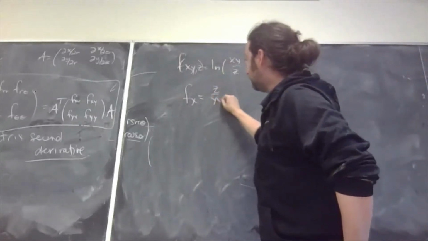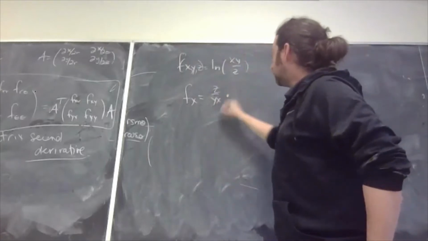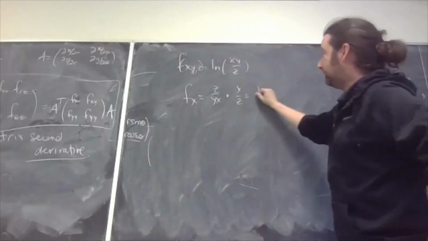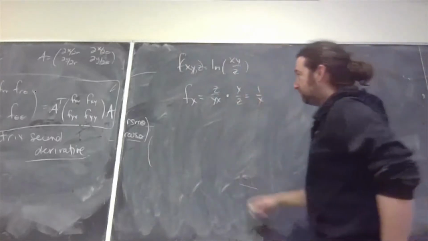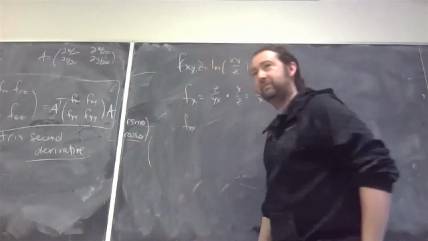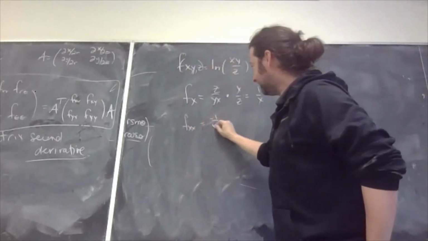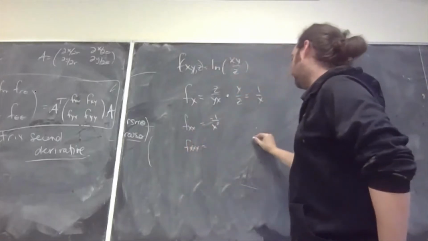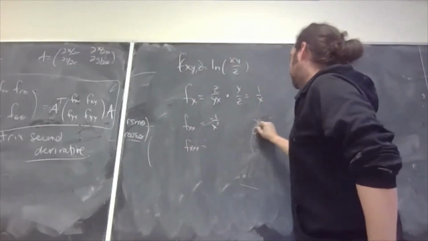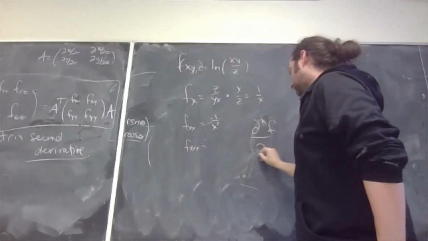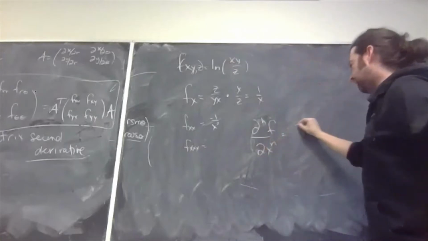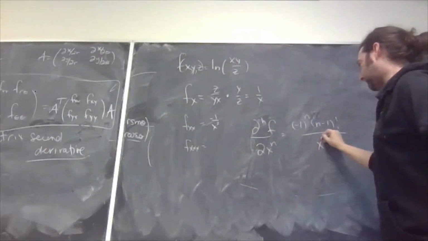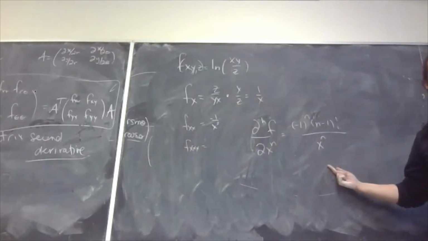Z over yx times y over z, which is 1 over x. So what's f xx? Okay, what's f xxx? I think what you're going to find is that the nth derivative of f with respect to x turns out to be something like -1 to the n times n minus 1 factorial over x to the n. Some pattern like this is what falls out when you do it.